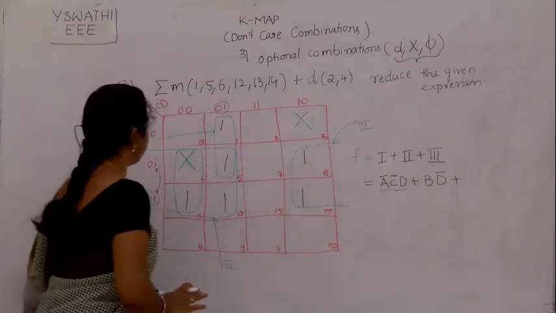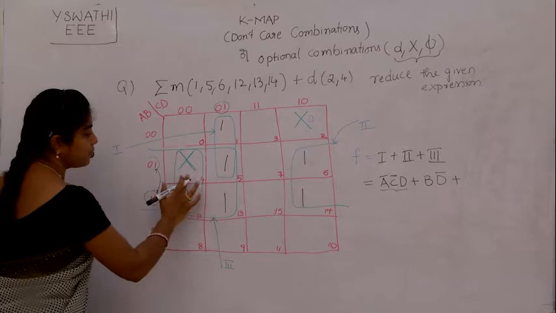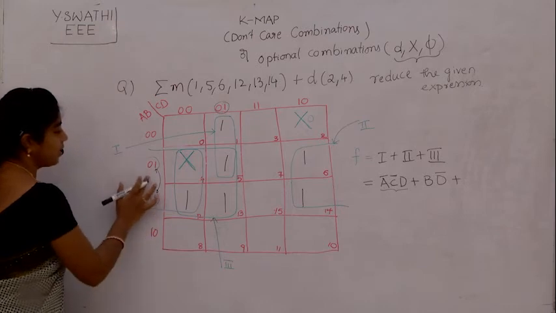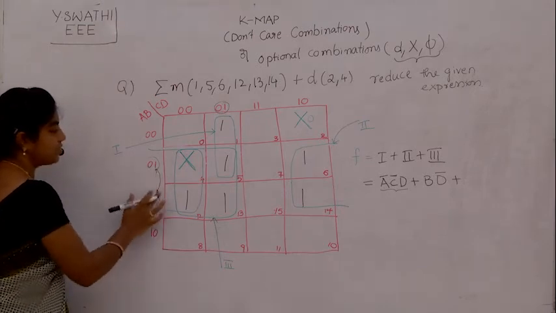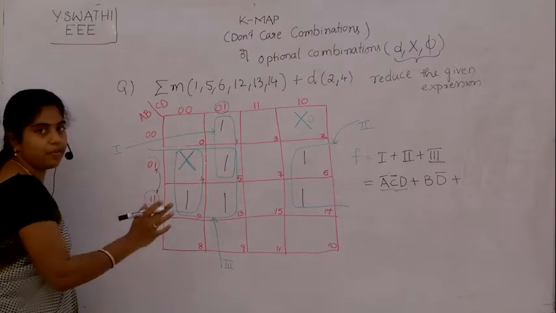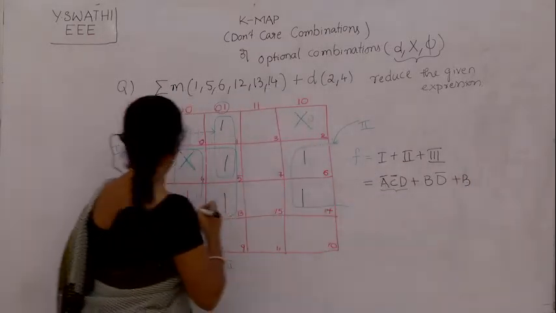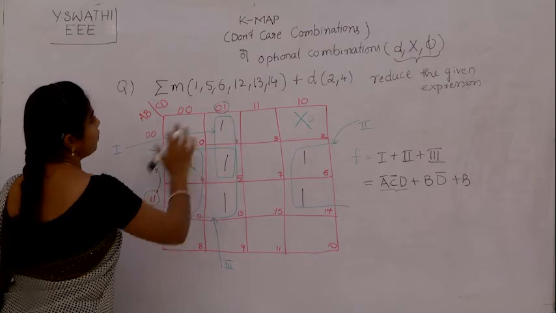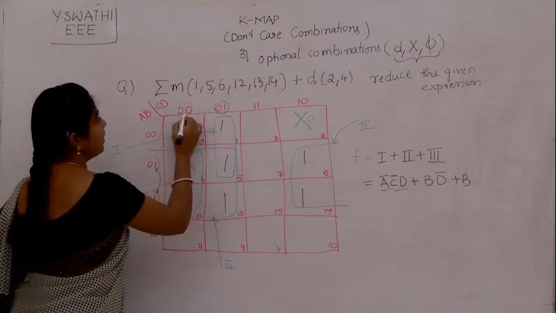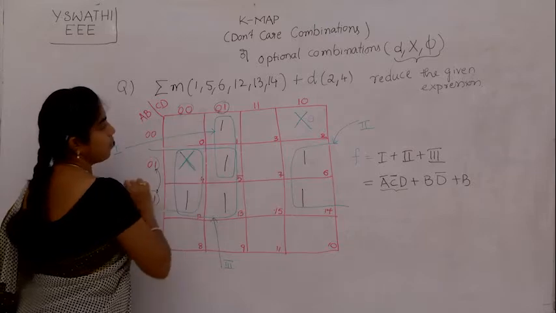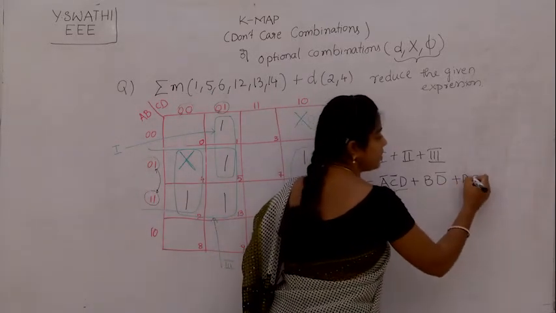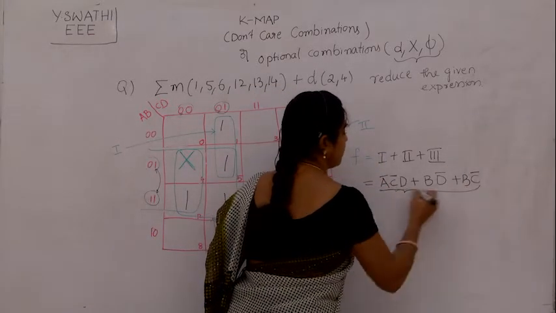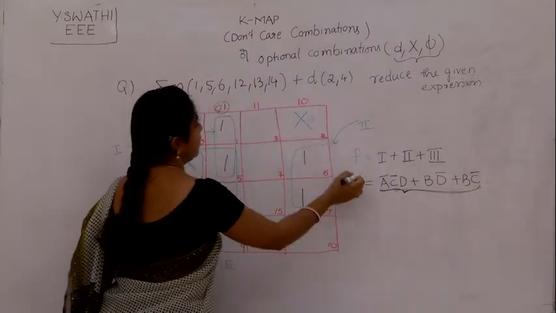Plus in the third prime implicant, meaning the 4, 5, 12, 13 group, AB are 0 1 and 1 1. What is the unchanged literal here? That is B in 1 form, that is B. And in these two, CD are 0 0, 0 1. So what is the unchanged literal here? That is C in 0 form, right? C in 0 form means C in complemented form. So this is your reduced function of the given expression.